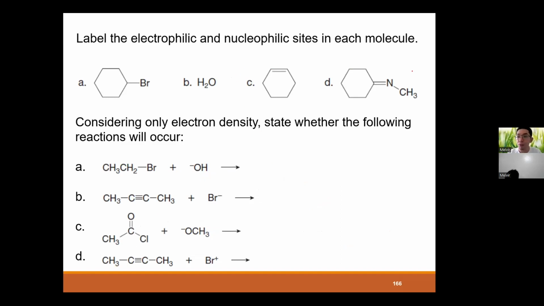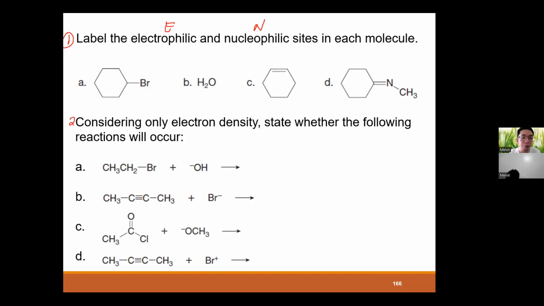This is our last item for today. For number 1, label the electrophilic and nucleophilic sites in each molecule. Just mark them E and N. If there is a lone pair, identify it. If there are partial positives or partial negatives, label those too, so we know whether it is an electrophilic or nucleophilic region.